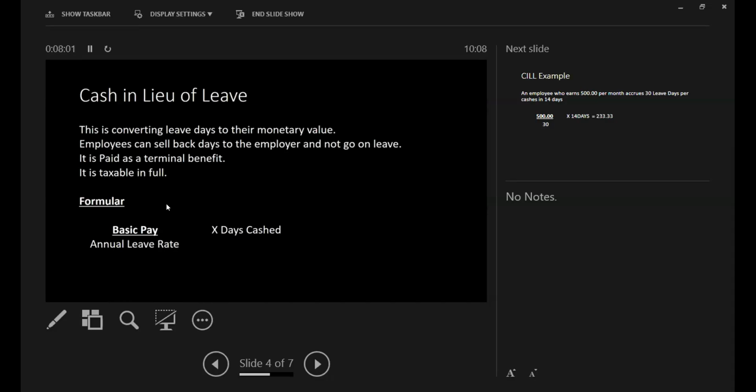And so when you look at the formula that we have, the formula is your basic pay divided by your annual leave rate multiplied by the days cashed. So here, what is important is to look at the annual leave rate. Now, your annual leave rate, this is the rate at which an employee accrues their leave.